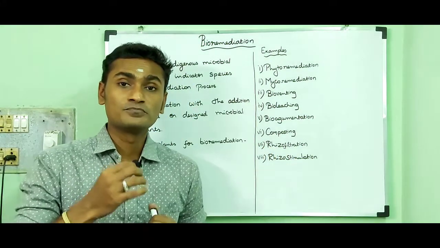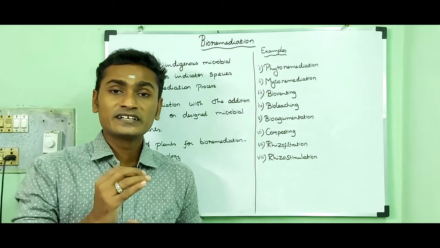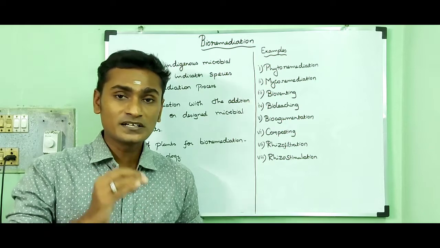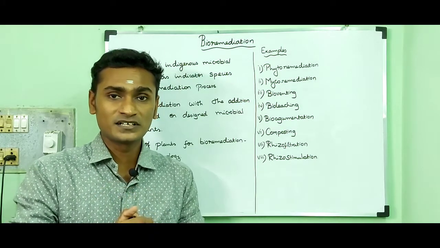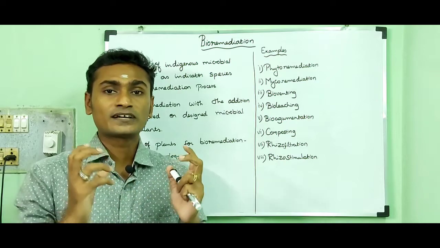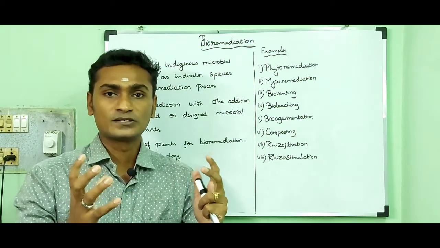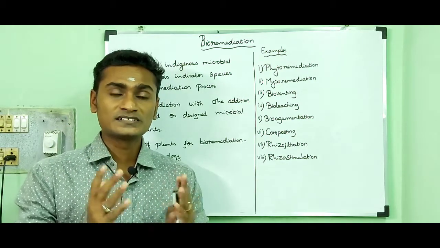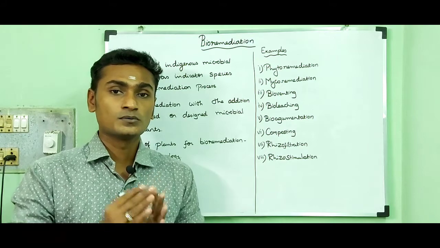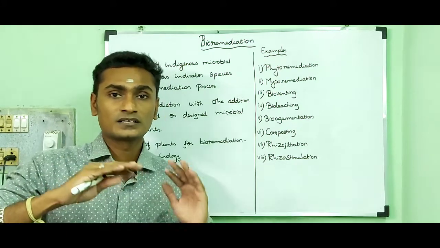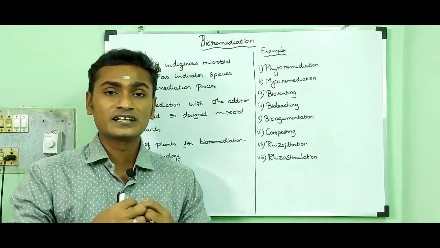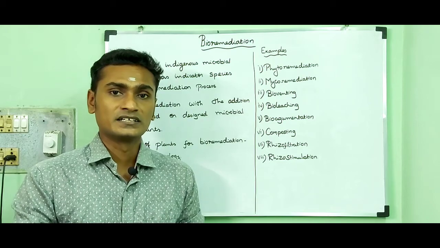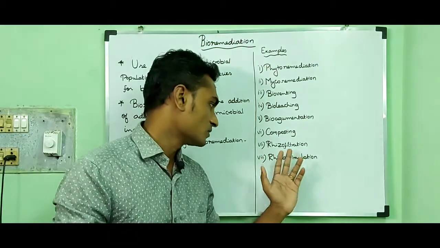Rhizofiltration: the uptake of metals or the degradation of organic compounds present in the environment by rhizosphere microorganisms. Rhizosphere is nothing but the root and the microorganisms which surround the root environment. That region is called the rhizosphere. So the microorganisms present around the root can degrade the pollutants, that is, the chemicals and heavy metals in the environment, and that process is called rhizofiltration.